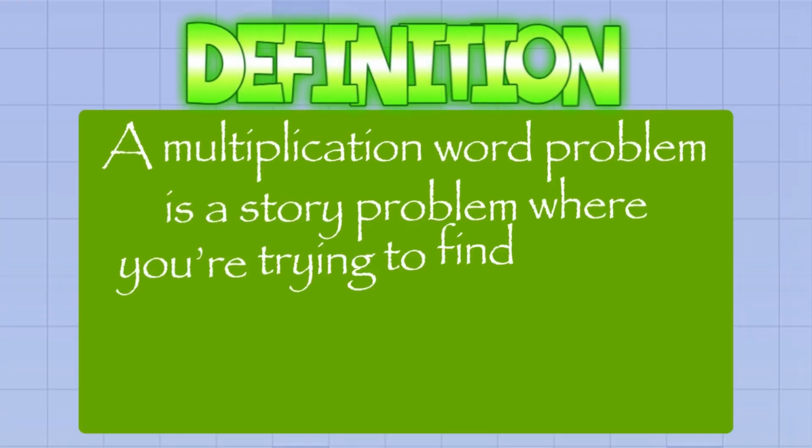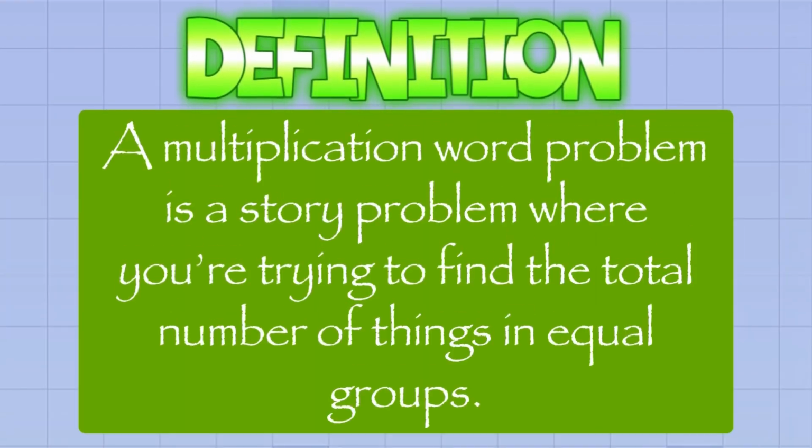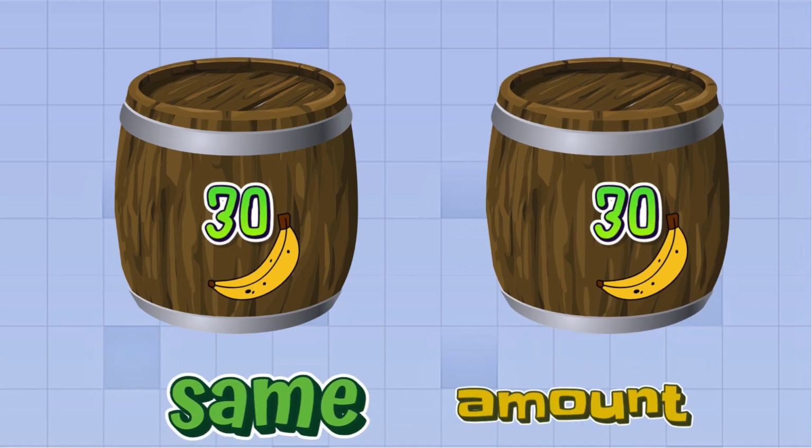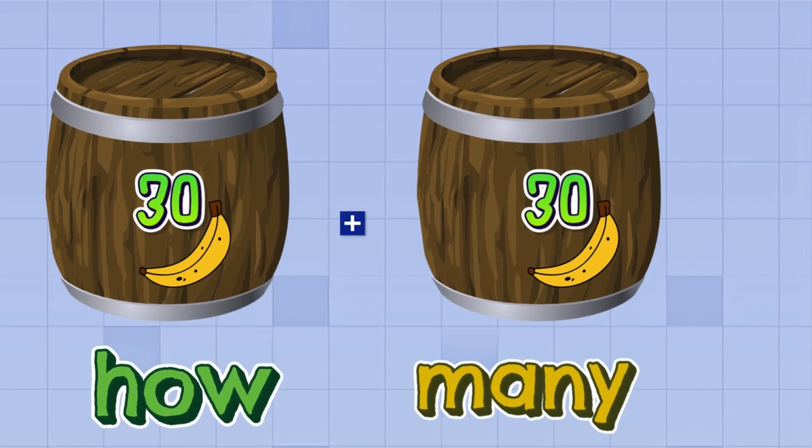A multiplication word problem is a story problem where you're trying to find the total number of things in equal groups. That means every group has the same amount, and you want to know how many there are altogether.